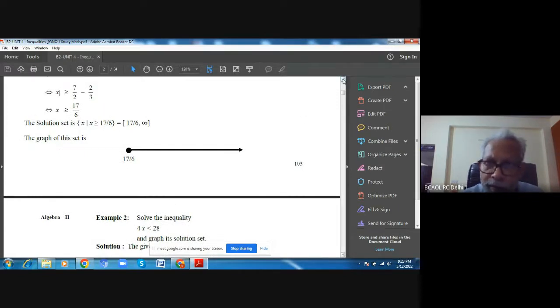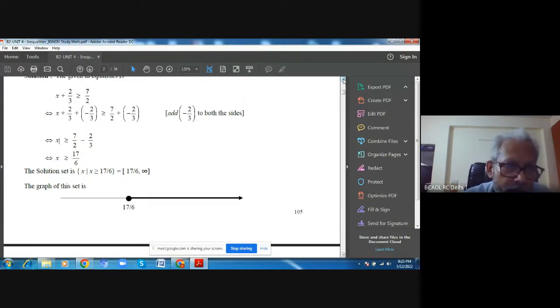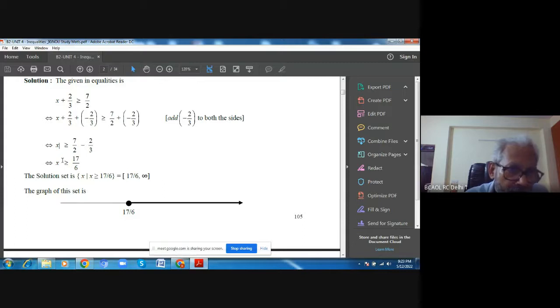If you see in this case, the arrow is this side, greater than, and your result is also coming positive. So the direction will not change. The direction is this side, so that's why you are putting it here. And similarly, in the second case, what happened?